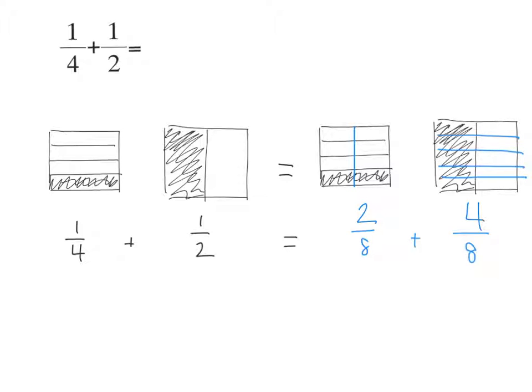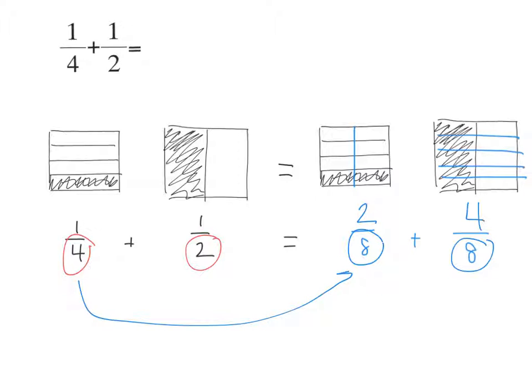So now are they in common terms? Yeah. Before, my denominators were different. I had a 4 and a 2. Those terms were not common. But now I've written equivalent fractions. I said 1/4 is equivalent to 2 eighths, and 1/2 is equivalent to 4 eighths. And now I have common terms in the denominator. So now I'm ready to add.